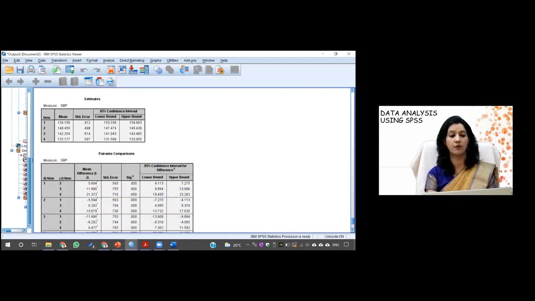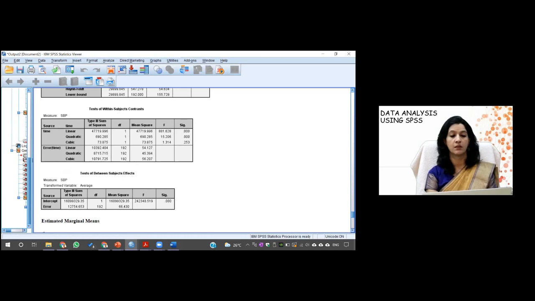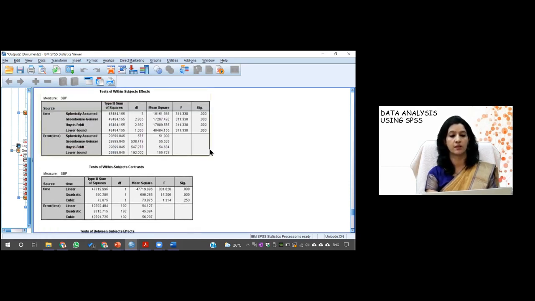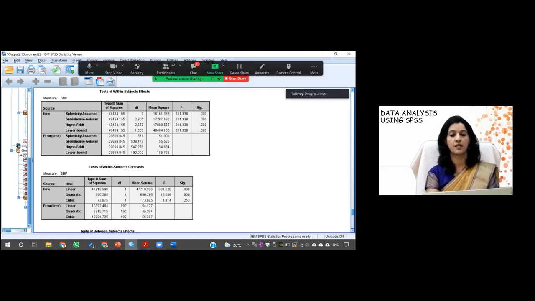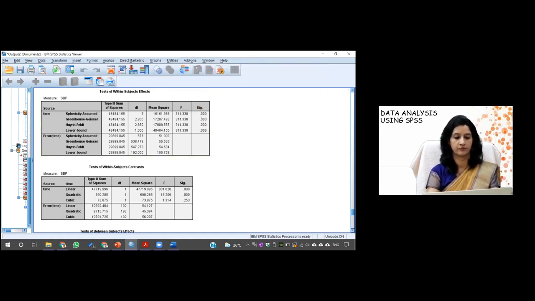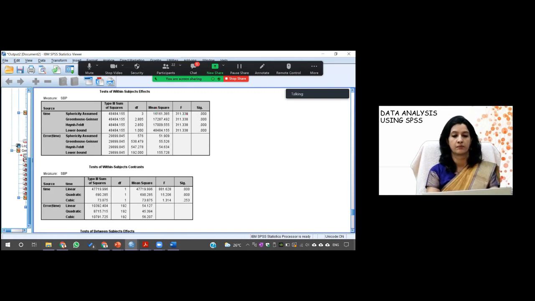If you see the value of ANOVA, repeated measure ANOVA, this is significant. This tells you, no, just a sec. Not this one, yes. This is the test of within subject. So this value, this is the significance value, which tells you that the pairwise comparison, the trend which you are seeing, that it is increasing, this is significant.